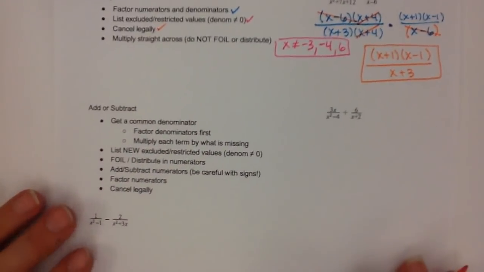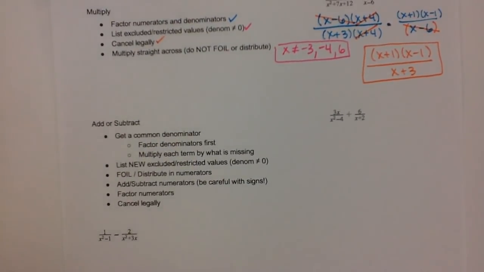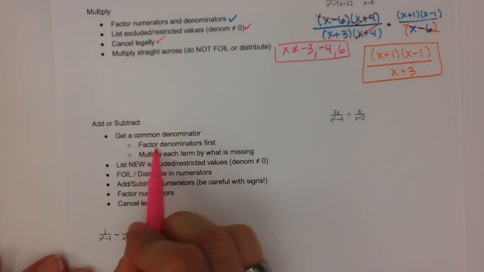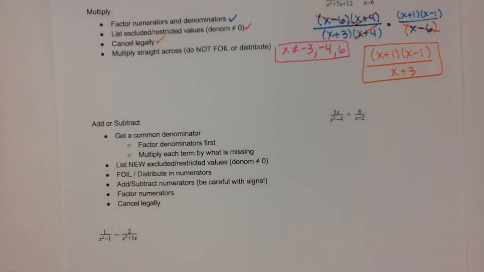Adding and subtracting is probably the most complicated operations. So we're going to work on getting a common denominator. That's the toughest part, I would say. To get a common denominator, we're going to factor the denominators and then multiply each term by what's missing so that we end up with common denominators just like we do when we're adding and subtracting fractions.